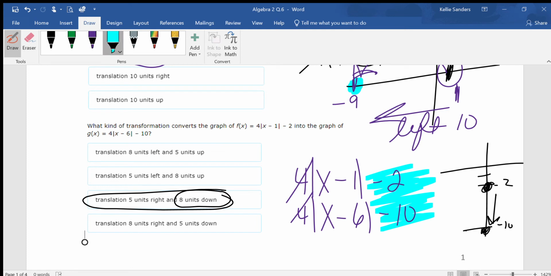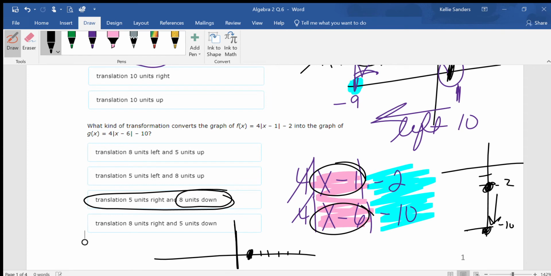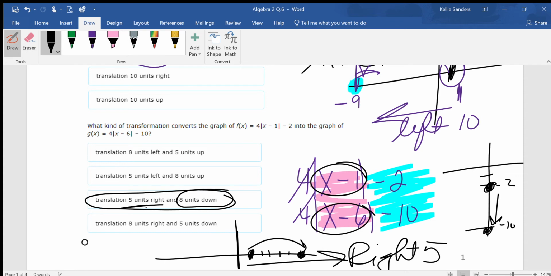So if we had these, that's the x-axis, and here's 0. This one is at positive 1. This one is at positive 6. So 1, 2, 3, 4, 5, 6. If you're at 1 and you end up at 6, you go to the right. How much did you go to the right if you were at 1 and you end up at 6? 5. So 5 to the right.